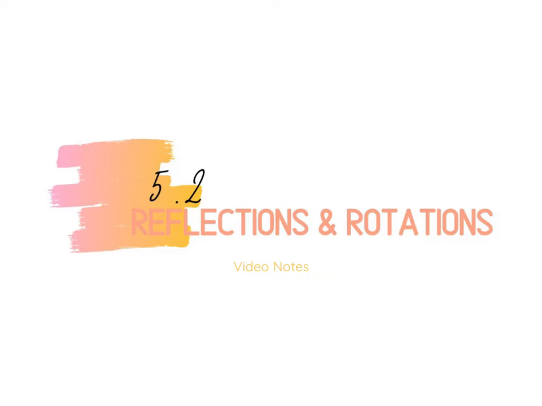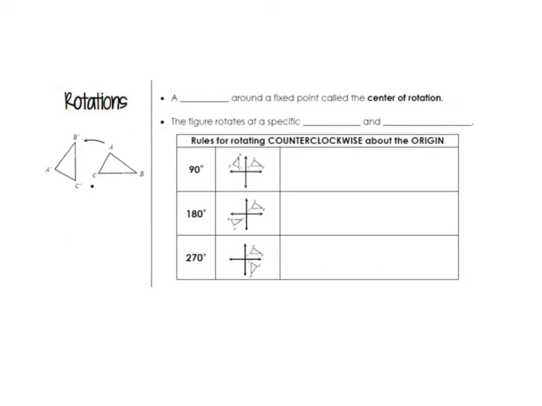All right, so 5.2, we're going to talk about two more types of transformations. Those are reflections and rotations. All right, so starting off with rotations. A rotation is a turn around a fixed point called the center of rotation. We're always going to use the origin, or 0, 0, for ours. You might have seen in other situations they had something else, but for what we're going to do, the center of rotation will always be the origin, 0, 0.